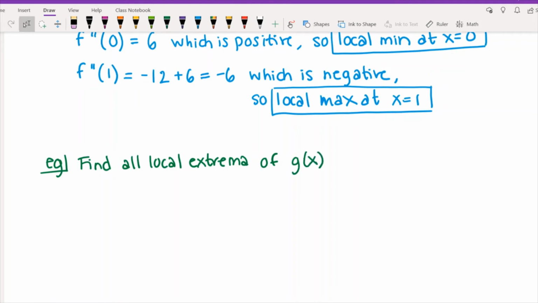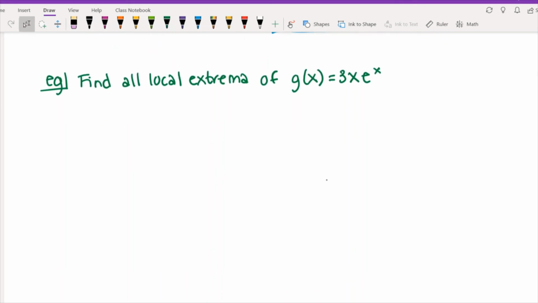So let's do g of x is equal to 3x times e to the x. So this one is kind of like one of the functions we did in the video yesterday, but it's a little different. The other one we had was, I think, 5x squared times e to the x. So again, we want to start by taking the first derivative and setting it equal to 0 to figure out where the potential local maxima and minima are. So for the derivative, we have to use the product rule. So derivative of 3x is 3 times e to the x. And then we do the derivative of e to the x times 3x. So we get 3x e to the x.